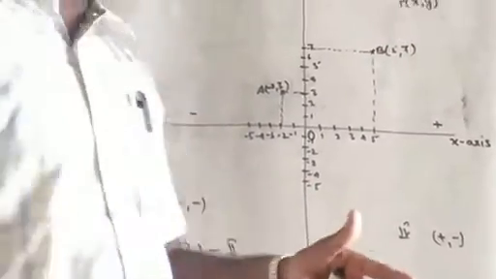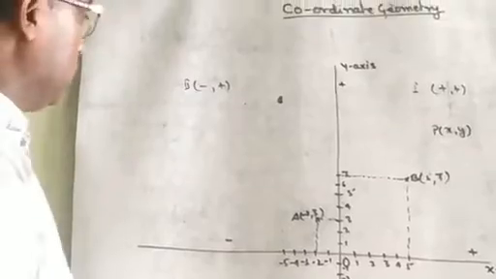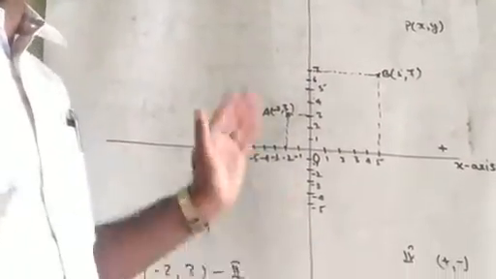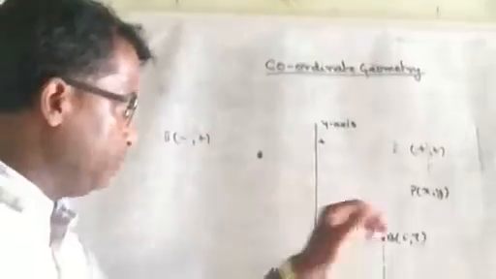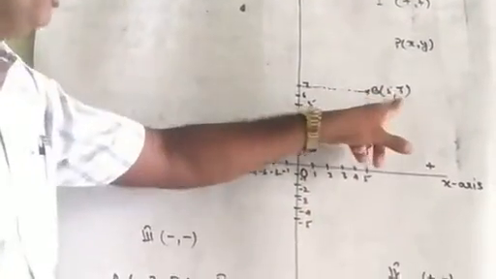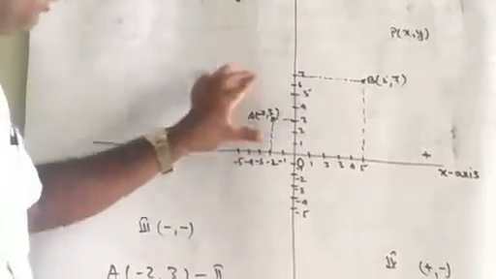So many students, when representing, take the ordinate value in place of the abscissa and the abscissa value instead of the ordinate. Then you make a mistake. The abscissa value is 5, then 5 units you take on the x-axis, and the ordinate value is 7, then 7 units you take on the y-axis.